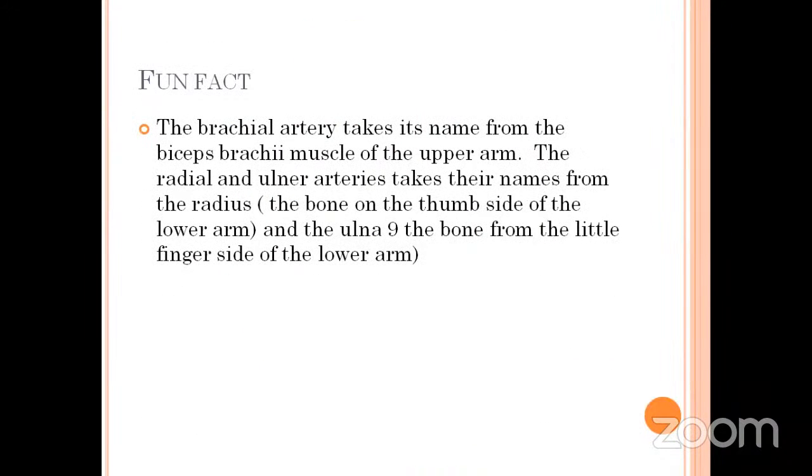So let's finish with the fun fact. The brachial artery takes its name from the biceps brachii muscle of the upper arm. The radial and the ulnar arteries take their names from the radius, which is the bone on the thumb side of the lower arm, and the ulna, the bone on the little finger side of the lower arm. So you know how the names come about.